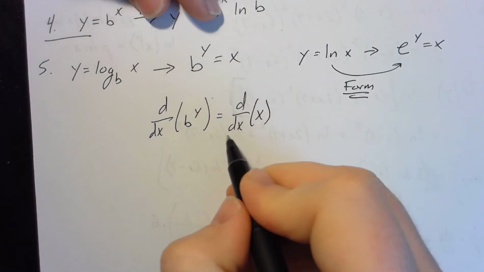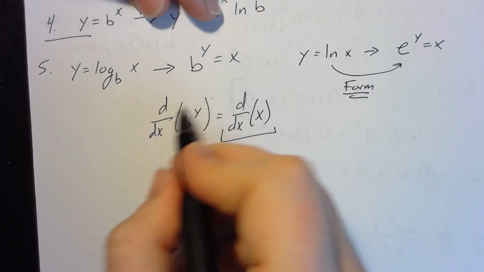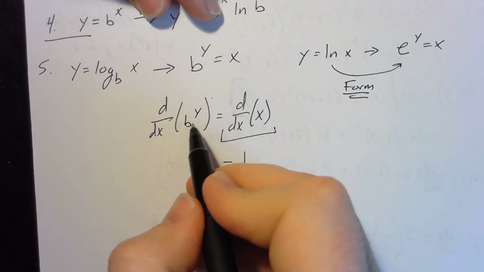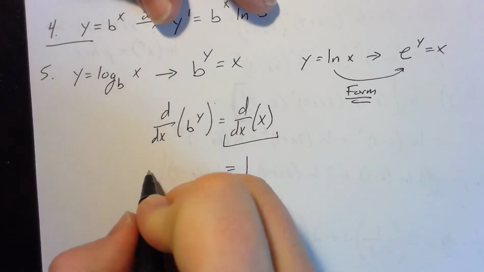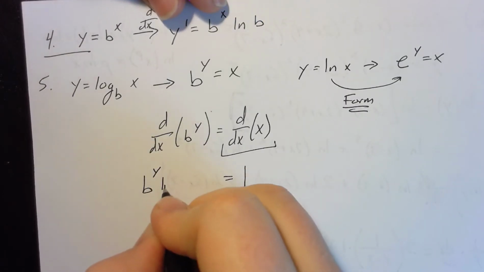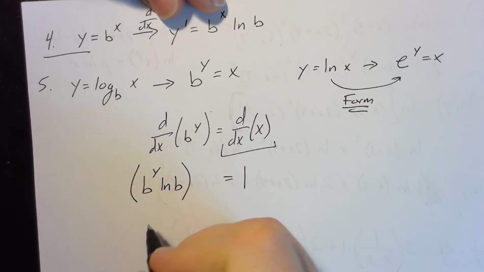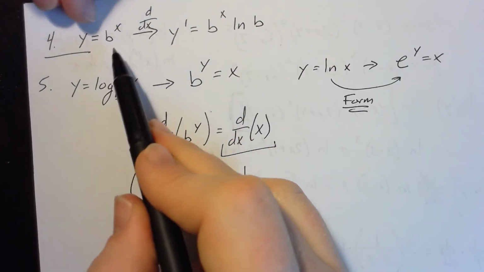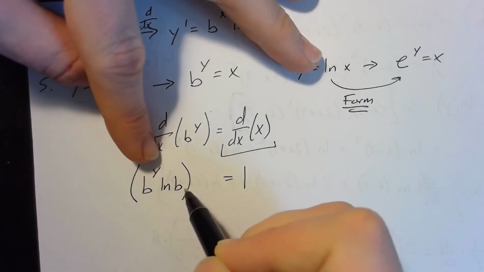And you'll notice this side is very simple. The derivative of x with respect to x is 1. And then we're going to do this one. The derivative of an exponential function to the power of something is going to be that exponential function to the power of something, times the natural log of that base. Again, notice the form. If I have b to the x, I get b to the x natural log of b. So if I have b to the y, I get b to the y natural log of b.